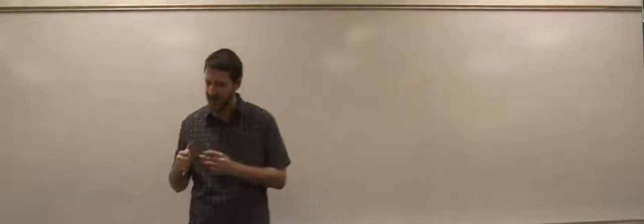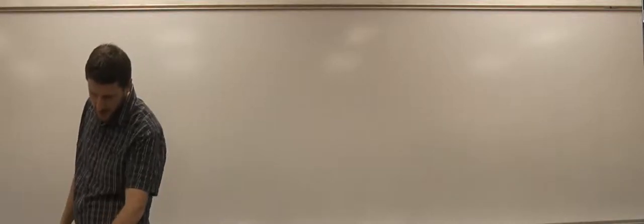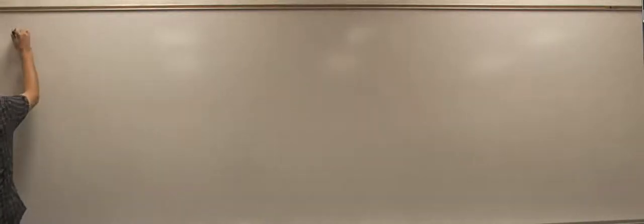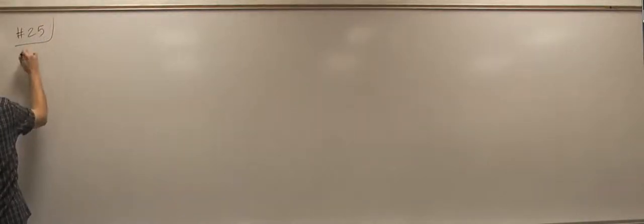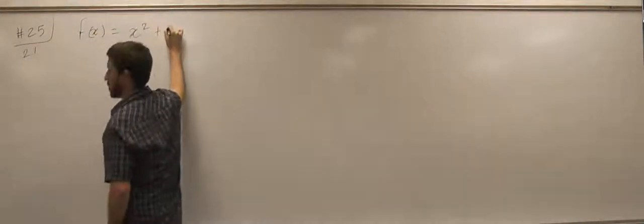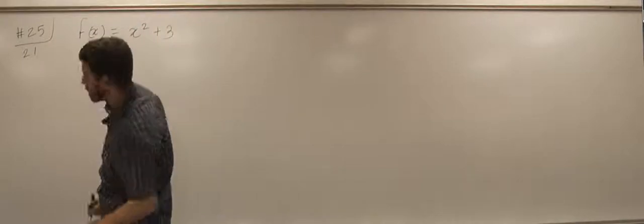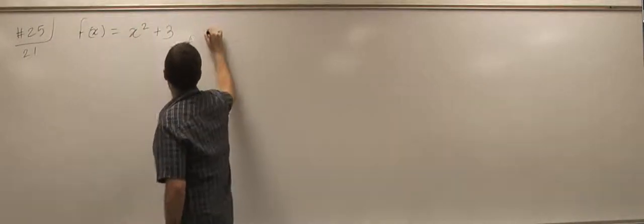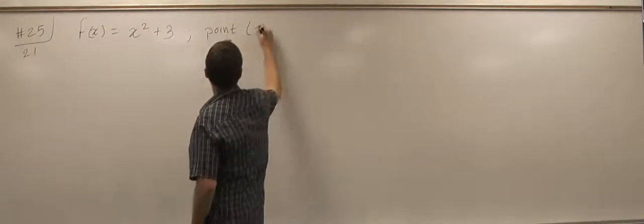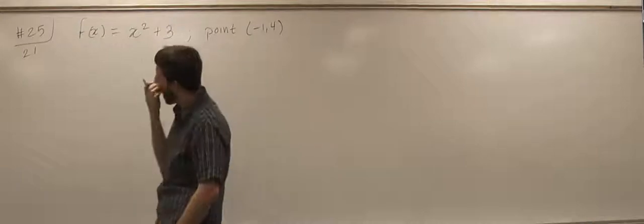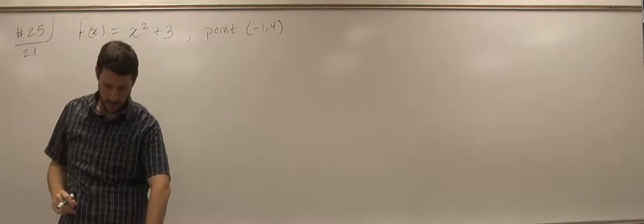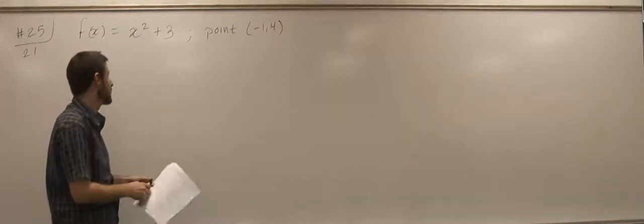Well, okay, so let's look at 25. So they give you the function x squared plus 3, then they give you the point negative 1, 4. So this is number 25. Let me walk you through this real quick because it'll be good review if nothing else.